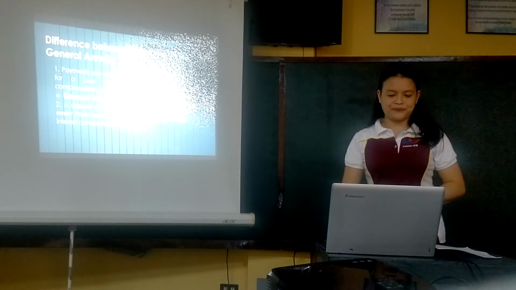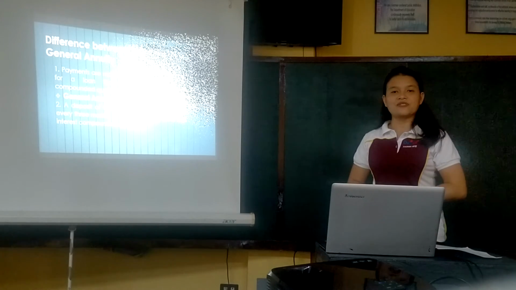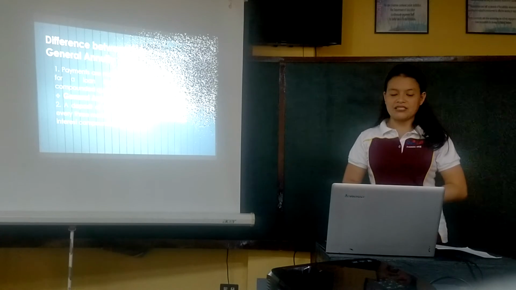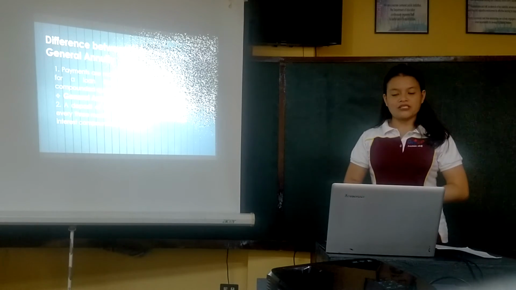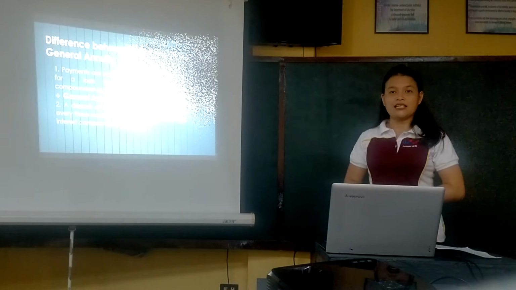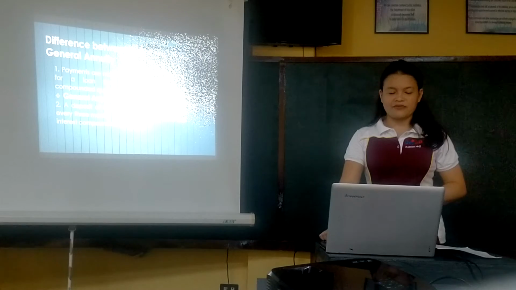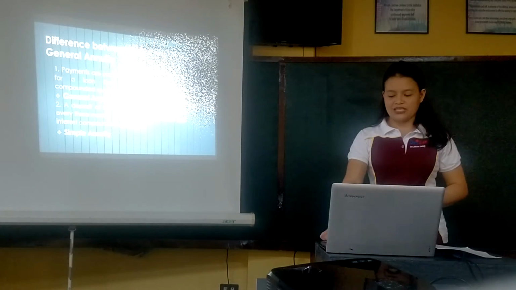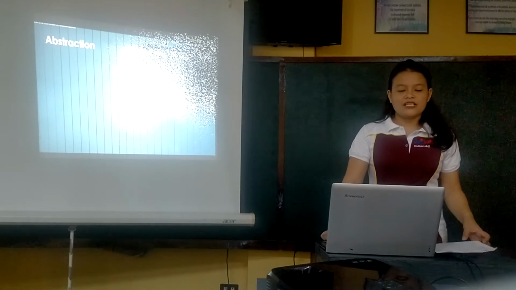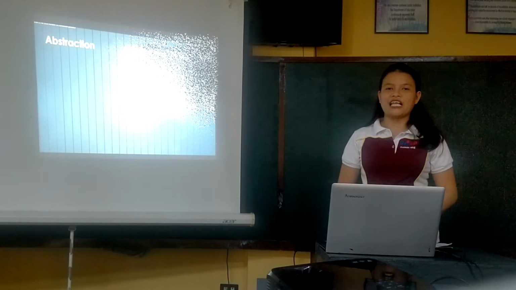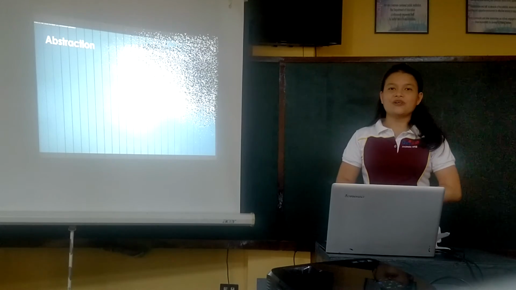Number 2. A deposit of 5,500 pesos was made at the end of every 3 months to an account that earns 5.6% interest compounded quarterly. So what do you think is this? Very good. The answer is simple annuity. Since you already know the difference between simple and general annuities, let us now proceed to abstraction.